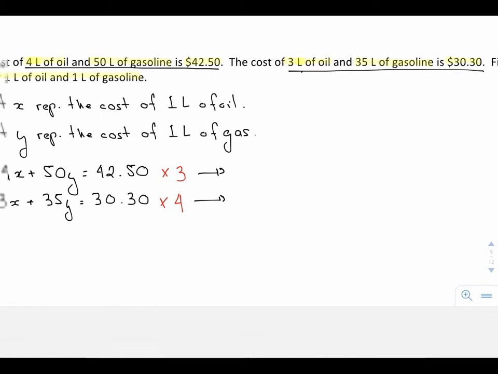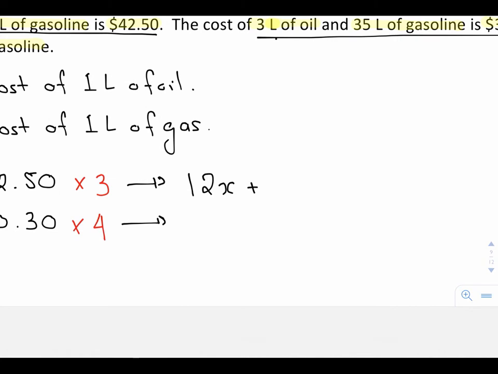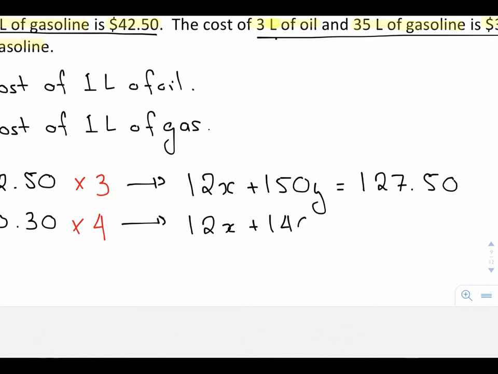I will have 12x plus 150y equals $127.50. Similarly, for the second equation, I'll have 12x plus 140y equals $121.20.